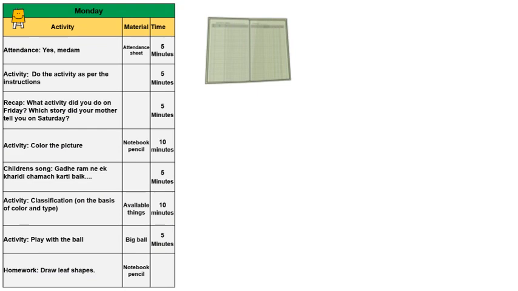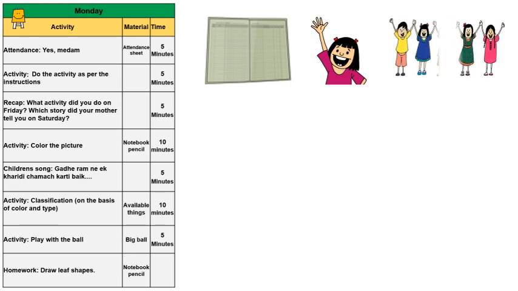Attendance. Inform the children to stand in their place and say, "Yes, madam," when their name is called. Now, get the children to do the activity as per instructions, like clap twice, jump at your place 5 times, etc. Make them do different activities.